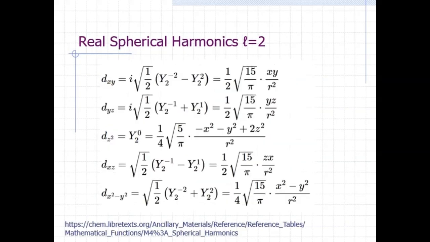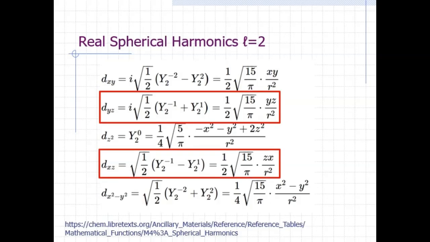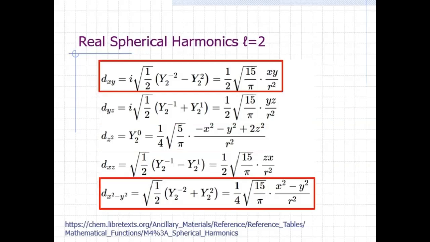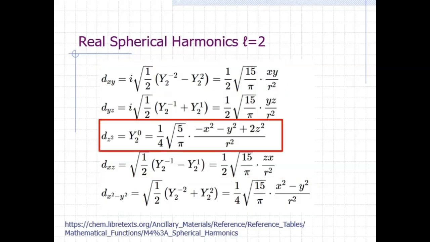Here's how real spherical harmonics are obtained for L equals 2. Linear combinations of spherical harmonics with m sub L equals plus 1 and minus 1 yield a pair of spherical harmonics known as dyz and dxz. Linear combinations of spherical harmonics with m sub L equals plus 2 and minus 2 yield a pair of spherical harmonics known as dxy and dx squared minus y squared. The spherical harmonic with L equals 2 and m sub L equals 0 is real and is also known as dz squared.